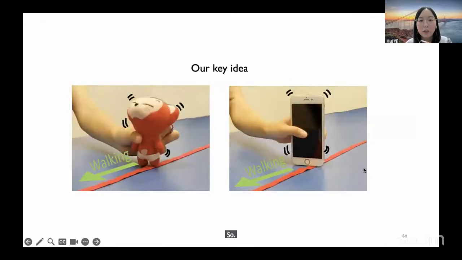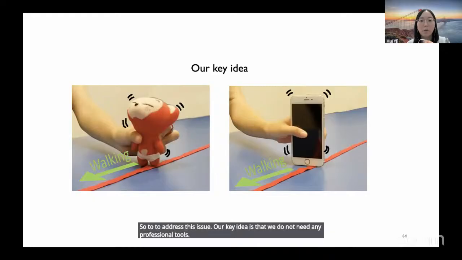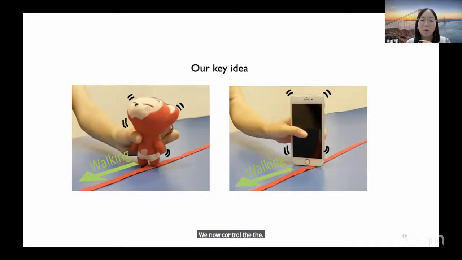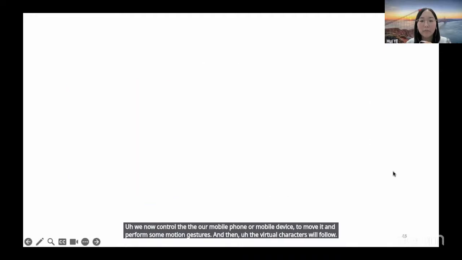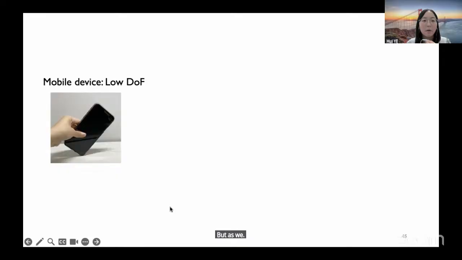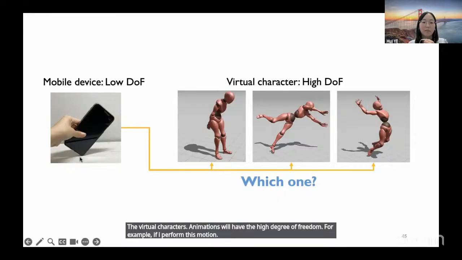So to address this issue, our key idea is that we do not need any professional tools. We only use the mobile phone, like how we played with a doll in our childhood. We control our mobile device, move it and perform some motion gestures, and then the virtual characters will follow our motion and movement. But as we know, the mobile device only has 6 degrees of freedom. The virtual character animations have a high degree of freedom. For example, if I perform this motion gesture with a mobile device, which one is it? So it's hard to say.